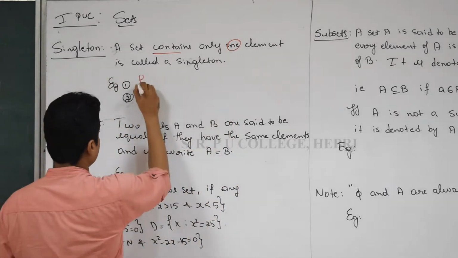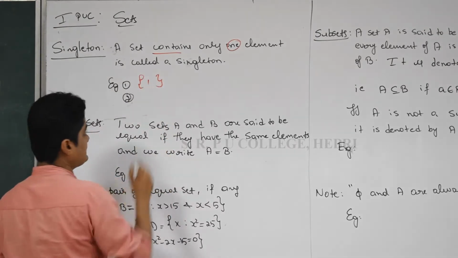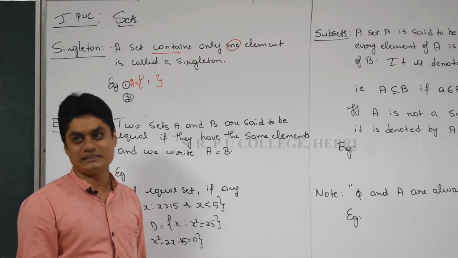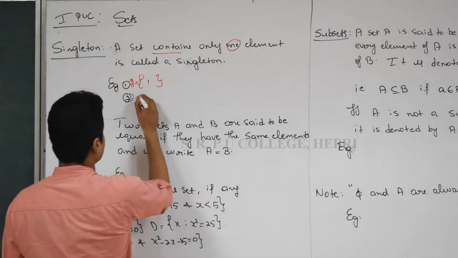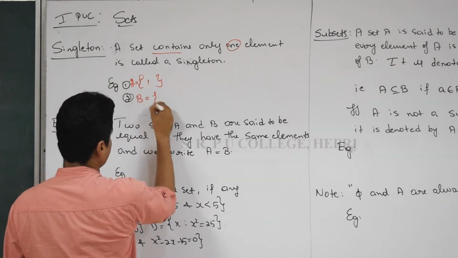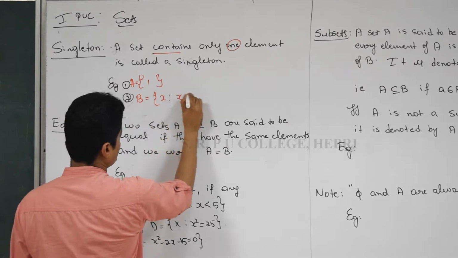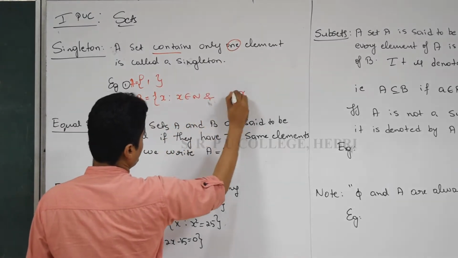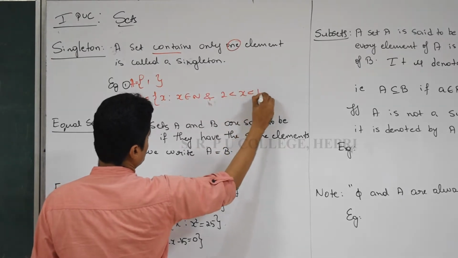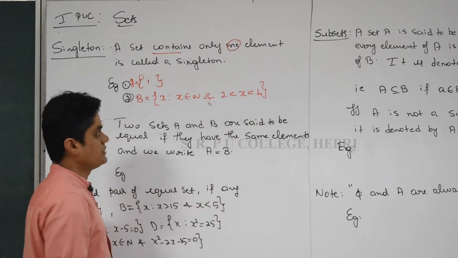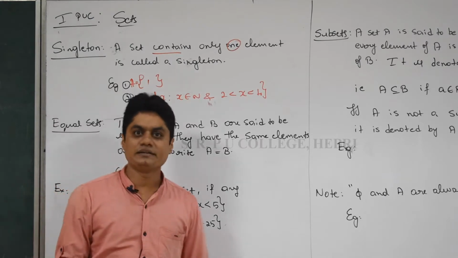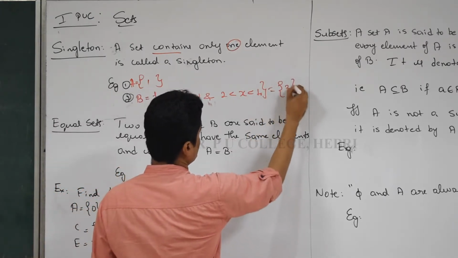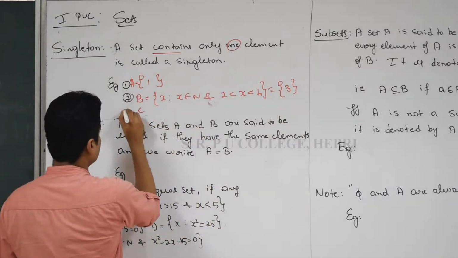Can you give me one example? Just write: if you write A is equal to the set with one element, 1, that is an example of a singleton. If you want to give an example in set builder form: x such that x belongs to N and x is between 2 and 4. How many natural numbers are there between 2 and 4? It must be only one, that is 3. This is nothing but the singleton 3.